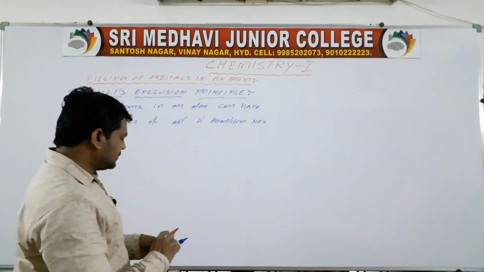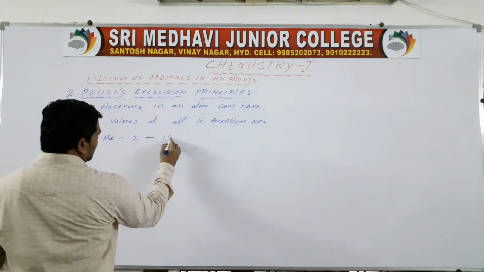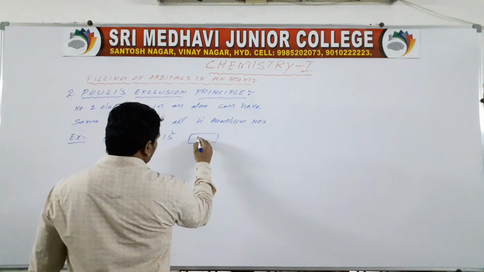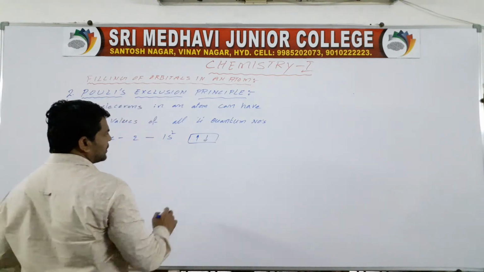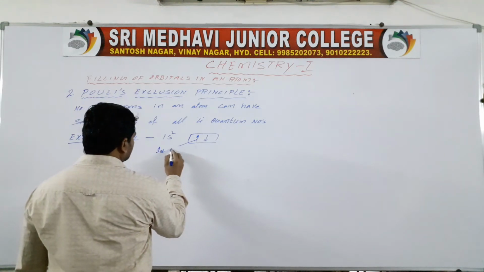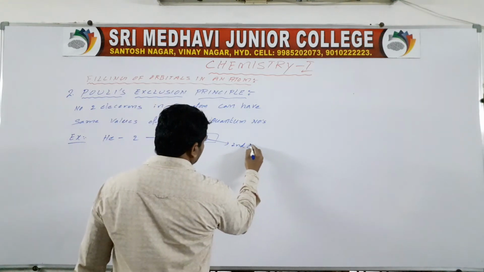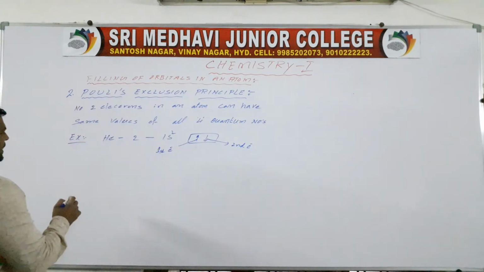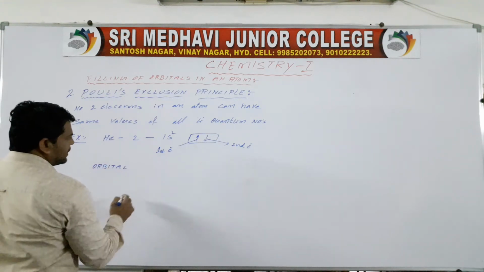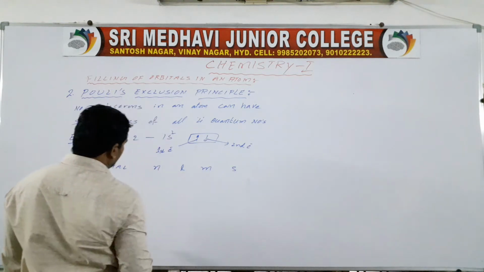If you take helium, what is the atomic number? 2. What is the electron configuration? 1s2. So how many electrons in the s orbital? 2. So this is the first electron and this is the second electron. Now we may write all four quantum numbers values: orbital, next n, l, m, s values.